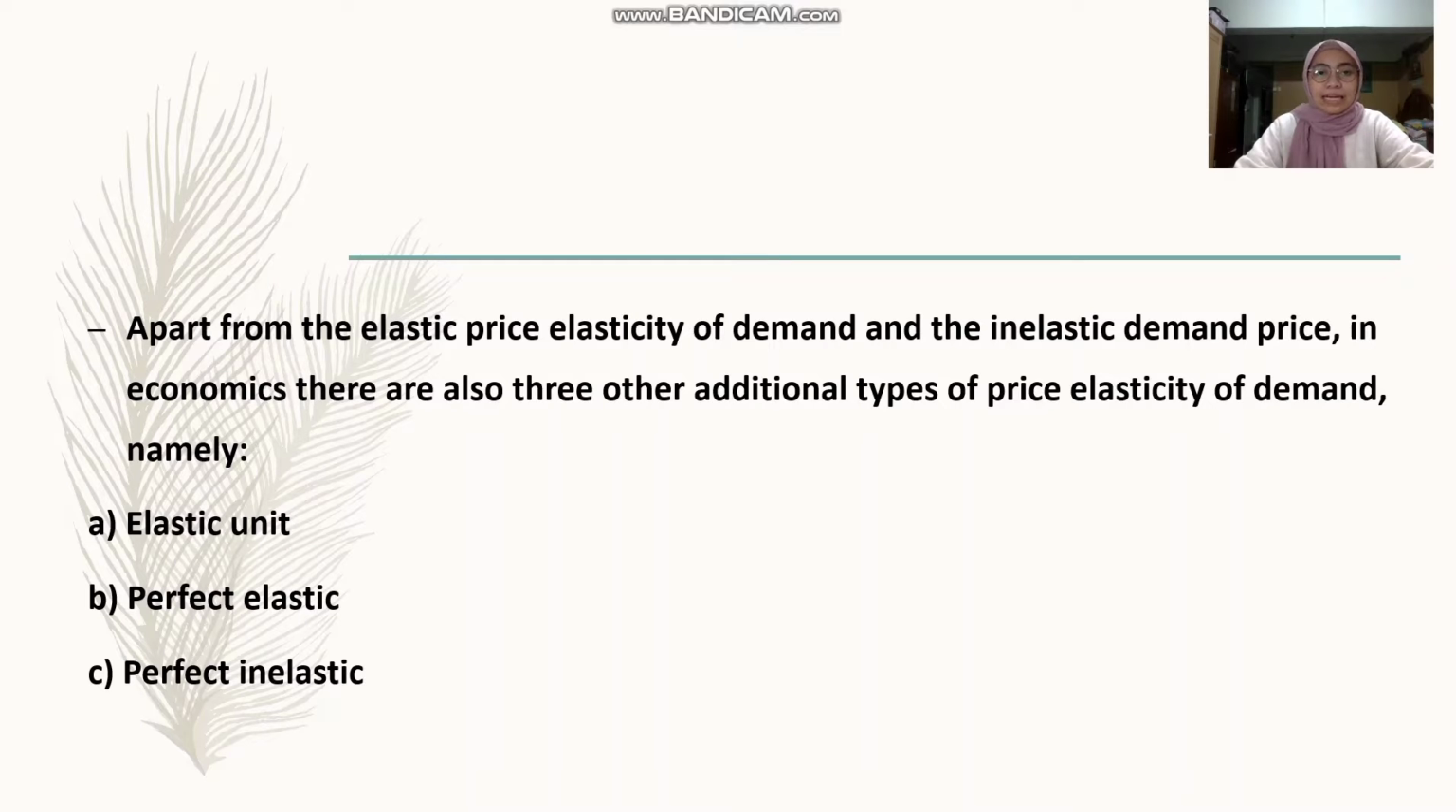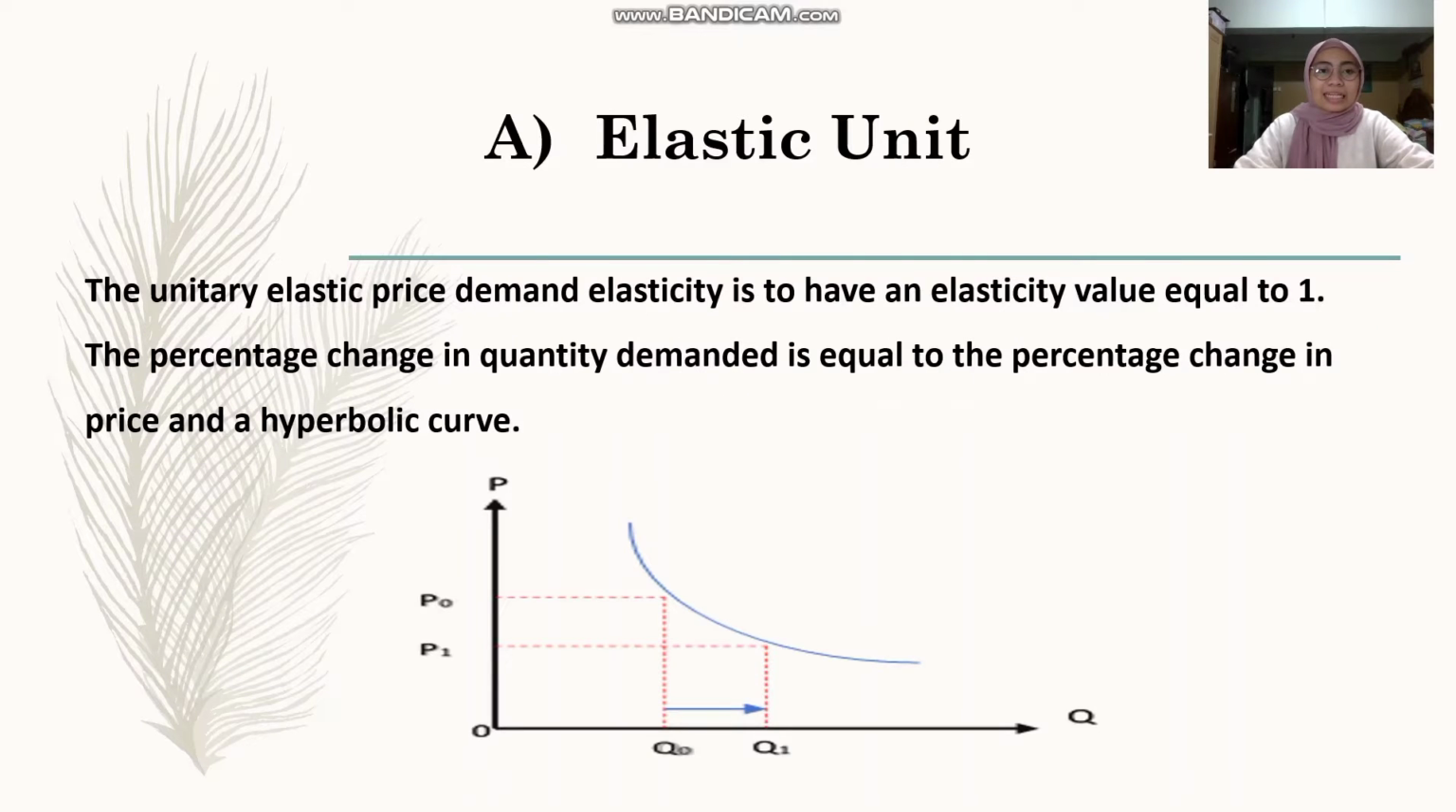Apart from elastic and inelastic price elasticity of demand in economics, there are also three other additional types of price elasticity of demand. First, unitary elastic. The unitary elastic price demand elasticity has an elasticity value equal to 1. The percentage change in quantity demanded is equal to the percentage change in the price and it is a hyperbolic curve.